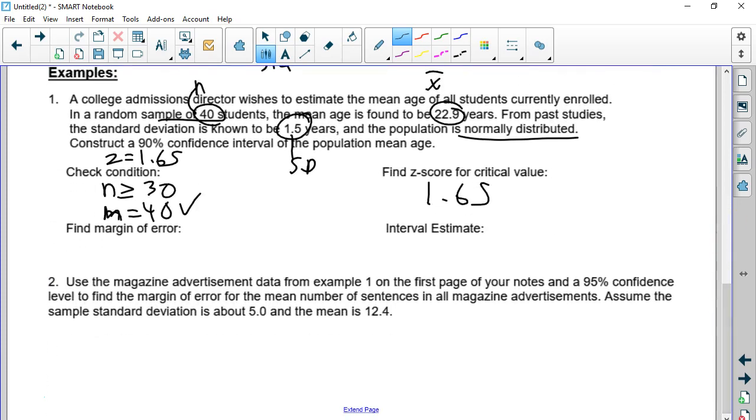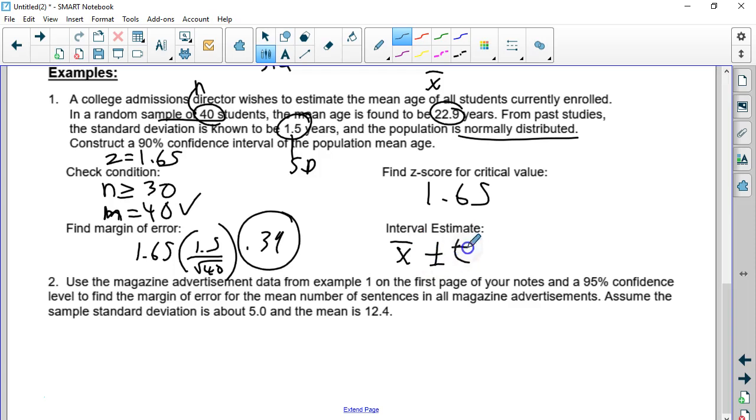So the margin of error is going to be 1.65 times 1.5, our standard deviation, divided by the square root of 40. That's going to give us 0.39. Okay? That's the margin of error. That's kind of like the standard deviation. That's where we're going to add plus and minus to the point estimate. So the interval estimate is the average plus or minus big E. So it's going to be 22.9 plus or minus 0.39.